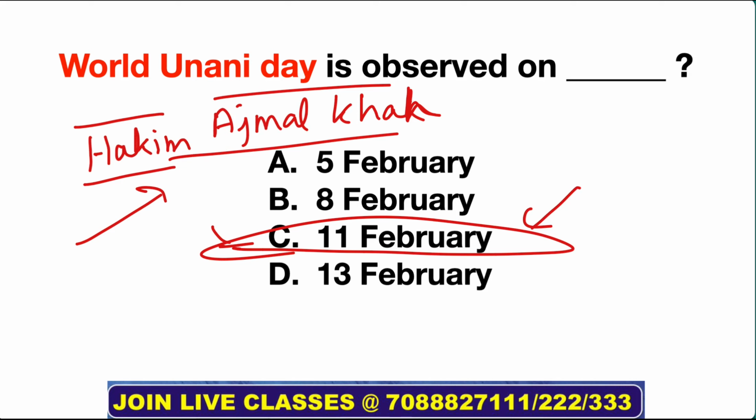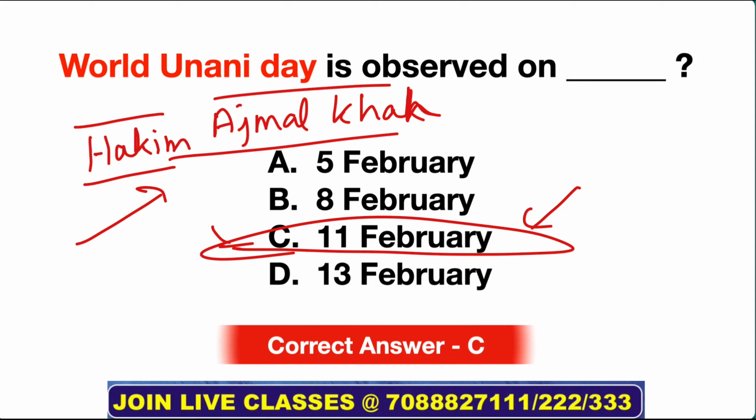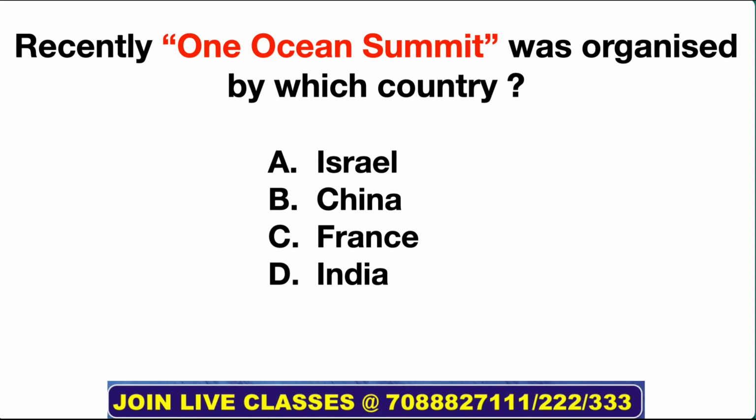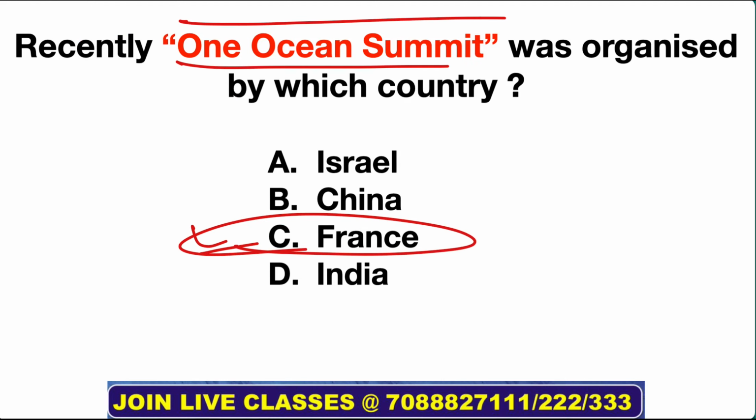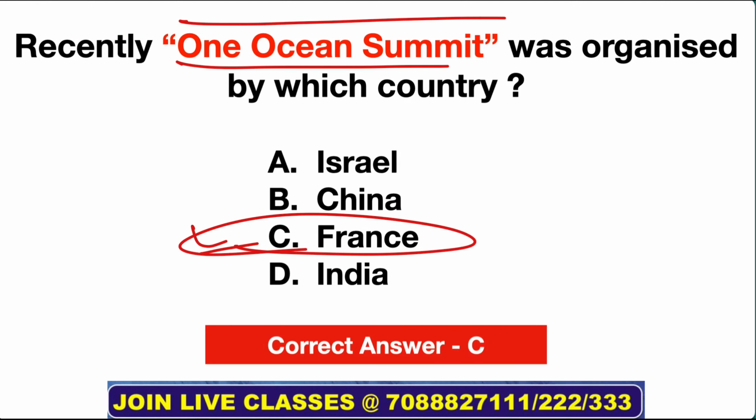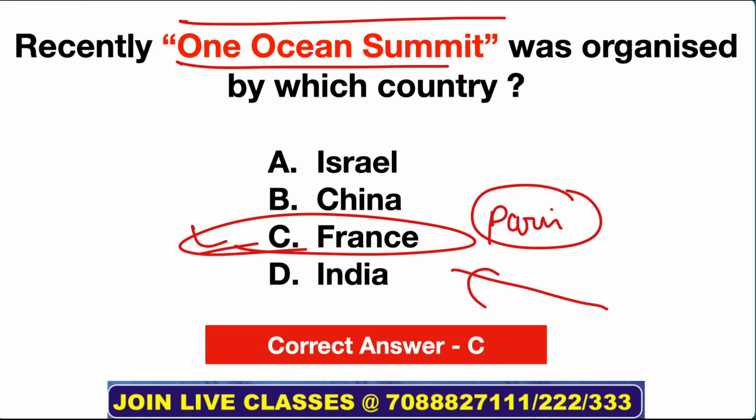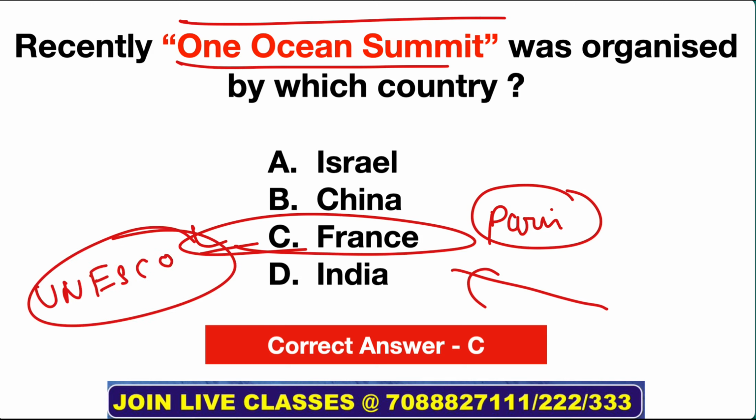Next question. Recently, the One Ocean Summit was organized by which country? It was organized by France. The capital of France is Paris. And there is an important international organization located in France, that is UNESCO, the United Nations Educational, Scientific and Cultural Organization.